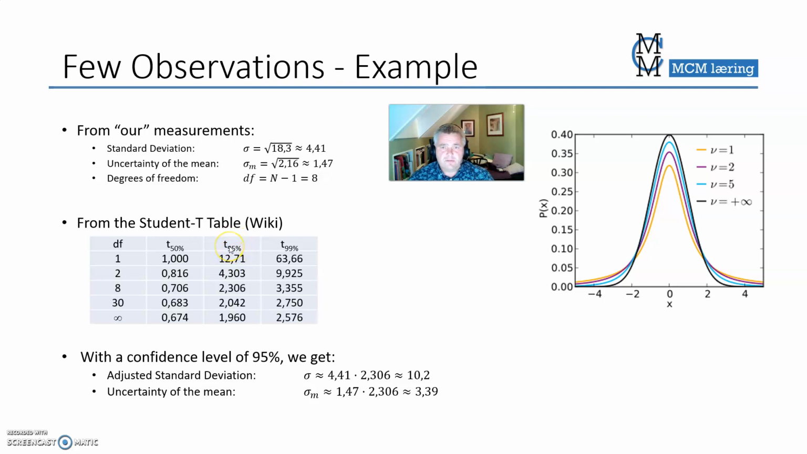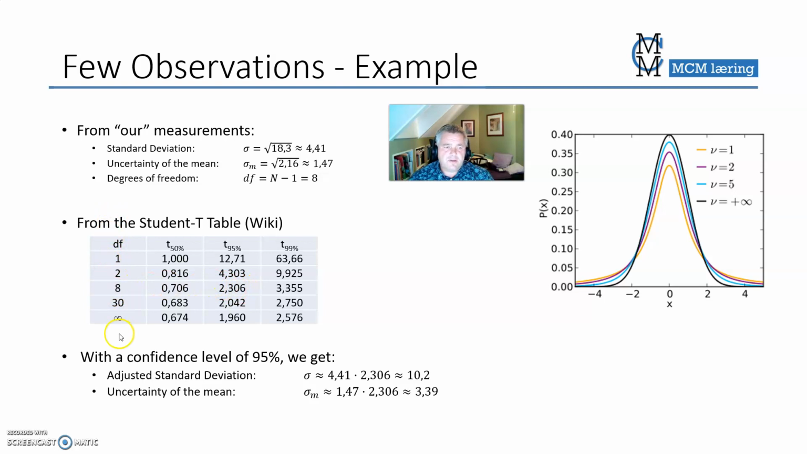This is the confidence level that we talked about early in the last film. With a confidence level of 95%, if you want 95% of your measurements to fall within here, you have to multiply your standard deviation, with the degrees of freedom of 8, with 2.306. And if you want a confidence interval of 95%, you also have to multiply the uncertainty of your mean with 2.306 with 8 observations.